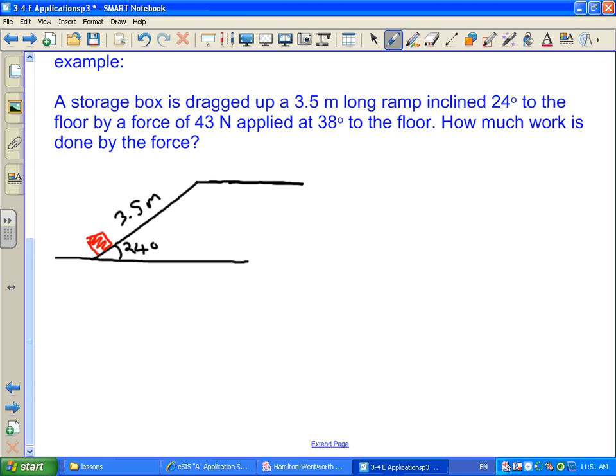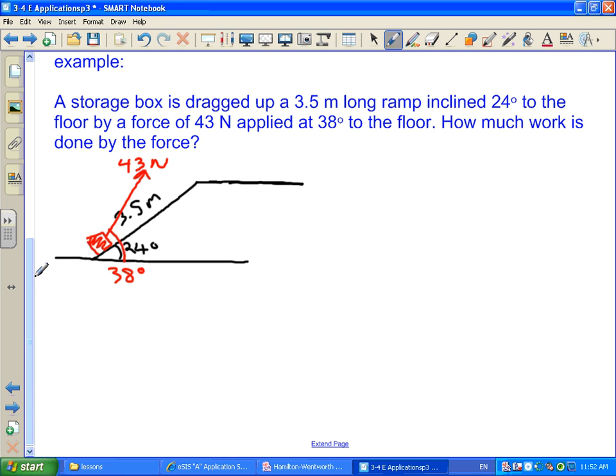How are we getting this thing up? Well, we are applying a force of 43 newtons at an angle of 38 degrees to the floor. So I'll just draw this force here like this, and I'll say that that whole angle there is 38 degrees. And this is my 43 newtons. Okay. And we want the work done. How much work is being done here?